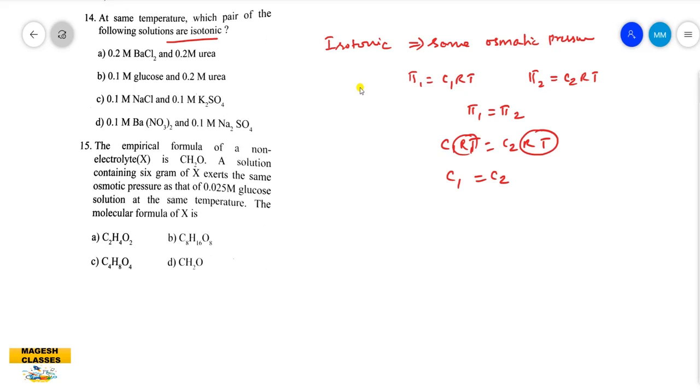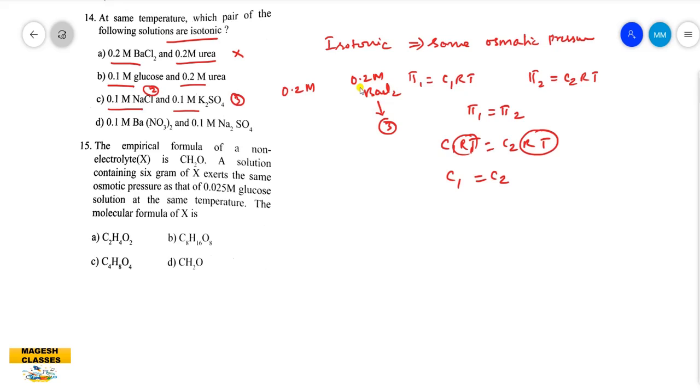See here, it is 0.2 m barium chloride and 0.2 m urea. Urea is a non-electrolyte, but 0.2 m barium chloride dissociates to give 3 ions, so this combination may not be isotonic. Here it is 0.1 m glucose and 0.2 m urea. Both are non-electrolytes, but the concentrations are different. Similarly, it is 0.21 m NaCl and 0.1 m potassium sulfate. One gives 2 ions, the other gives 3 ions.